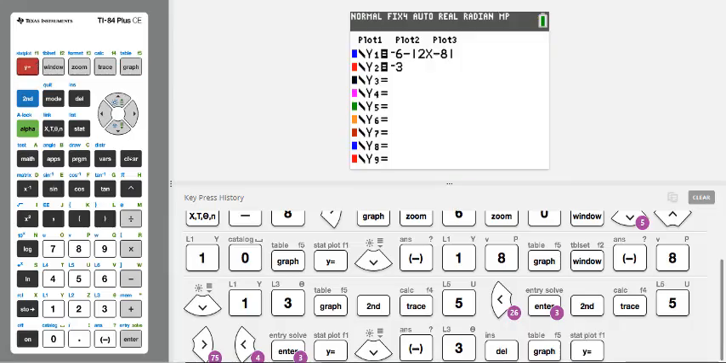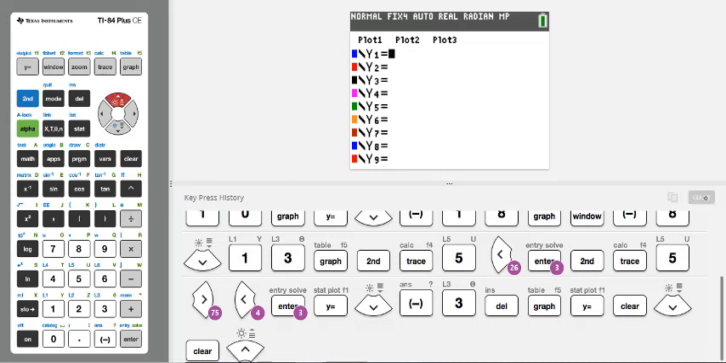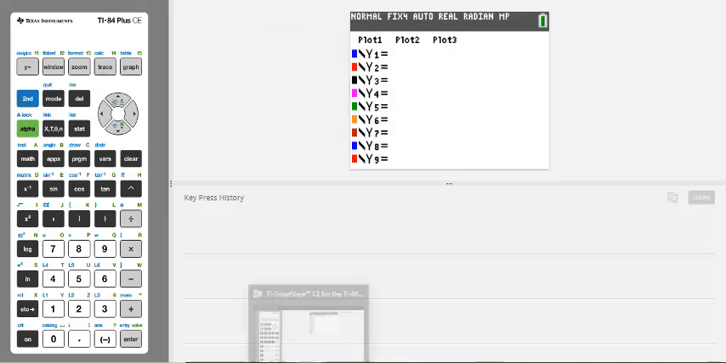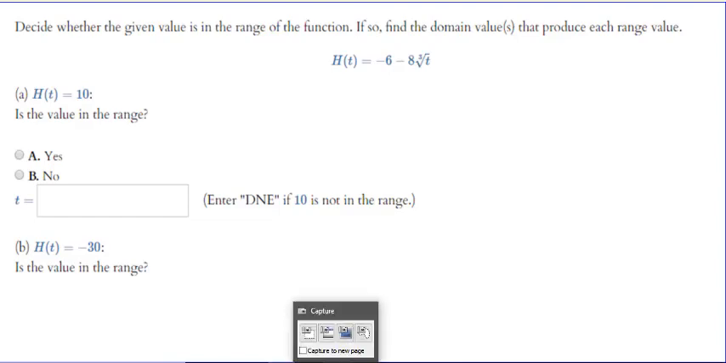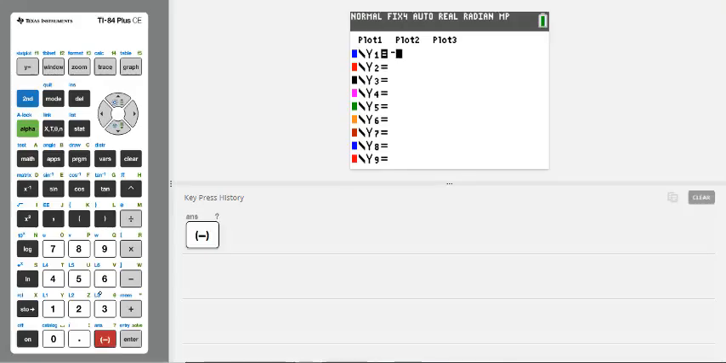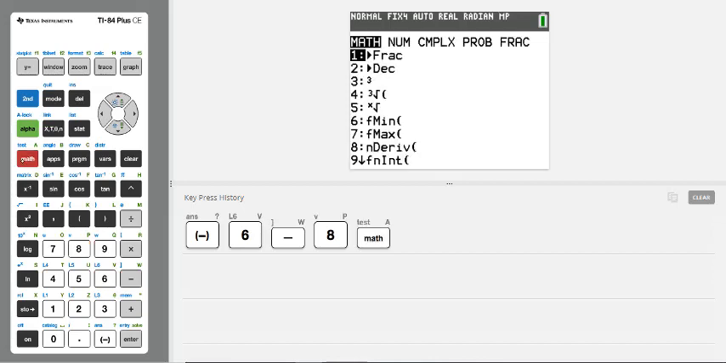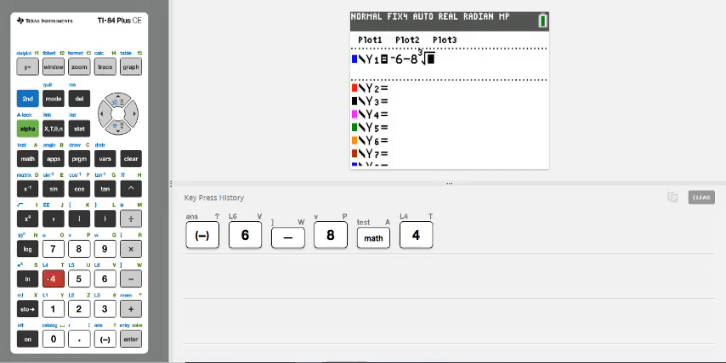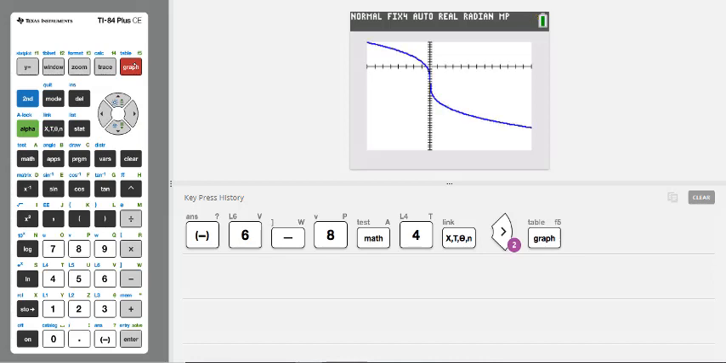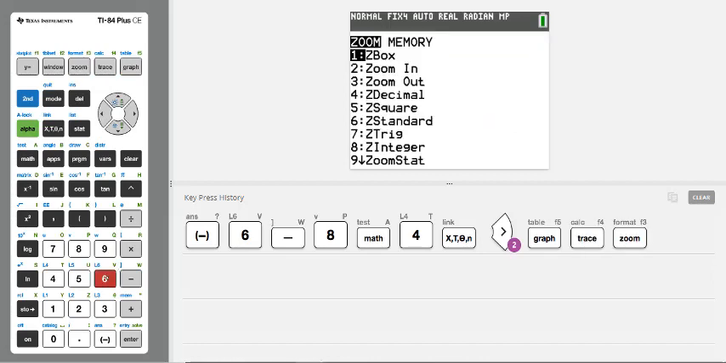So we'll go y equals, clear, clear. Go back up. Clear out my stuff. Okay, negative 6 minus 8. Then the cube root is math, and you can see it right here, number 4. And what are we taking the cube root of? Just x, right? So put x, and there you go. Arrow out. Now let's just hit graph. Man, okay, so there you go. We've got it pretty good. Well, let's just do this. Let's do zoom 6.